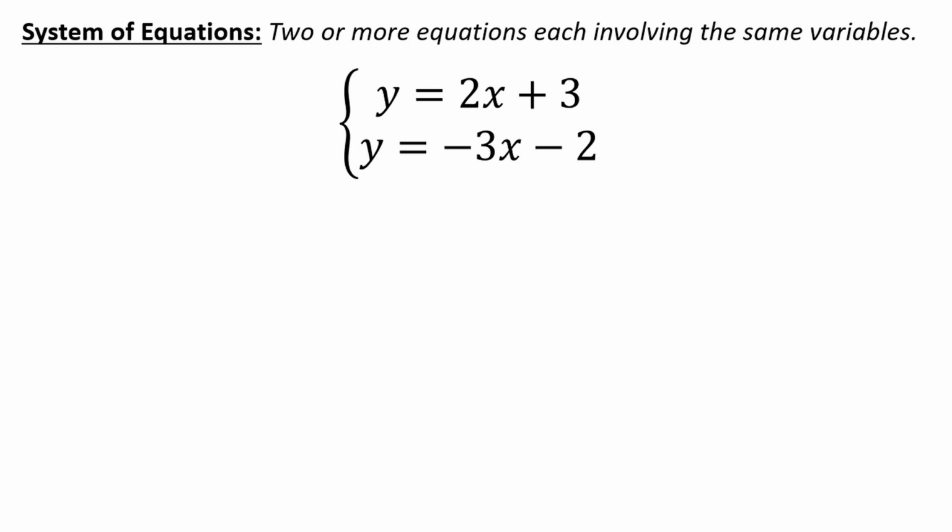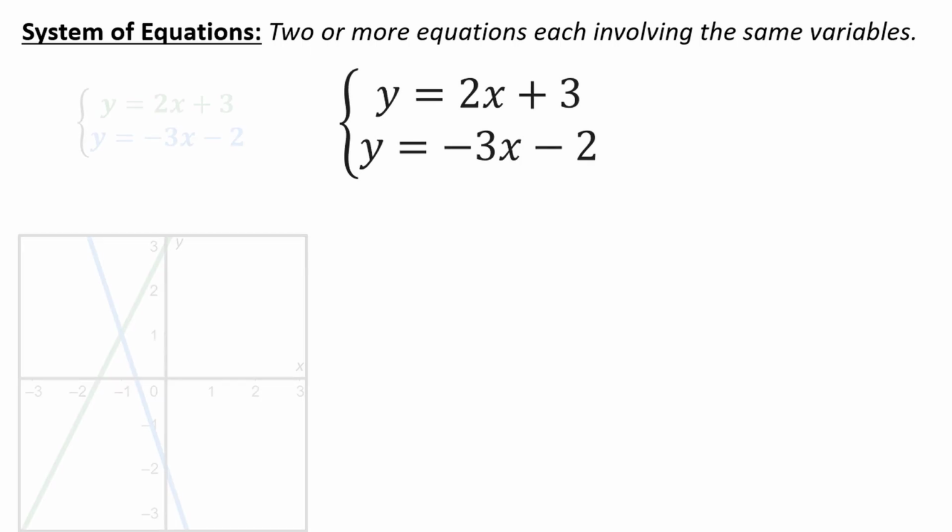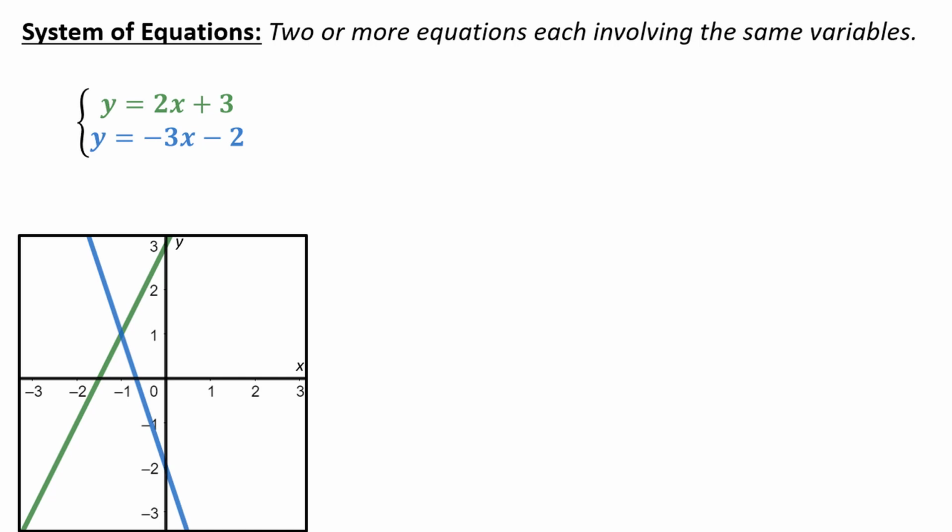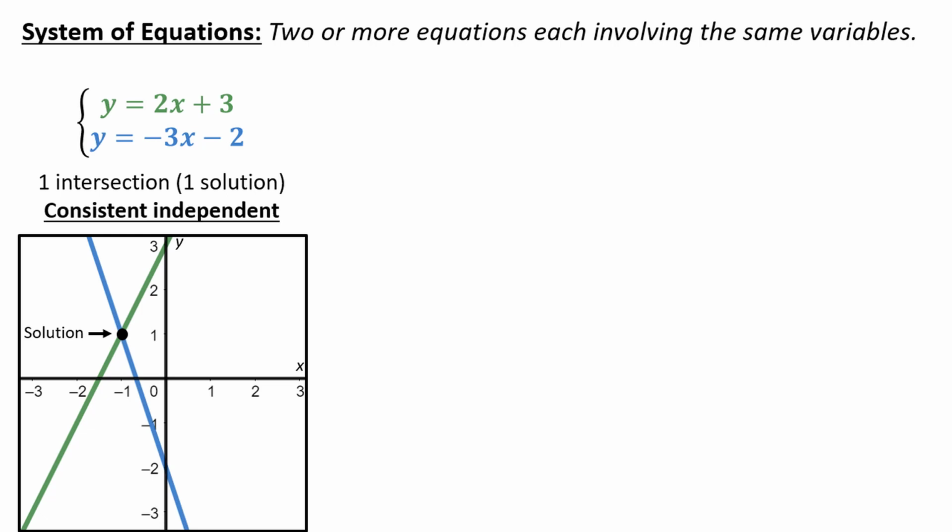There are three types of solutions to a system of linear equations, which are easiest to visualize from their graphs. Case 1 is the most common, which is where the two lines intersect exactly one time. In this case, there is a single solution to the system of linear equations, which is at the intersection of the two lines. We classify this type of system as consistent independent.